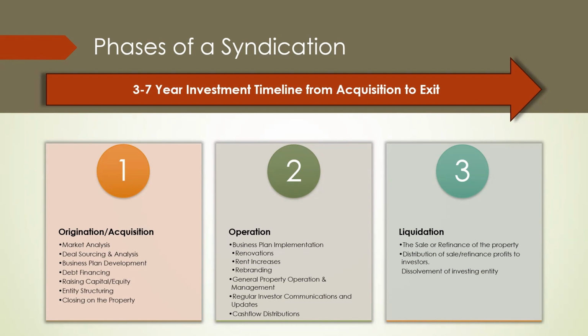So at this sale or refinance, any of those excess profits, this then gets distributed to the limited partners and the general partners based off of the structure. And then the entity is typically dissolved at this phase. Again, these are longer term investments, typically 3 to 7 years from the acquisition to the exit. You'll probably most commonly see these modeled out and planned for 5 years. Those are really common, but you certainly can see 3 or 7, again, all depending on the business plan there.